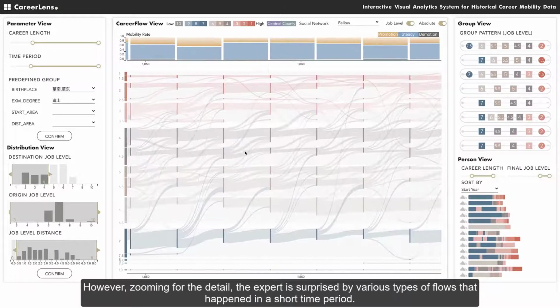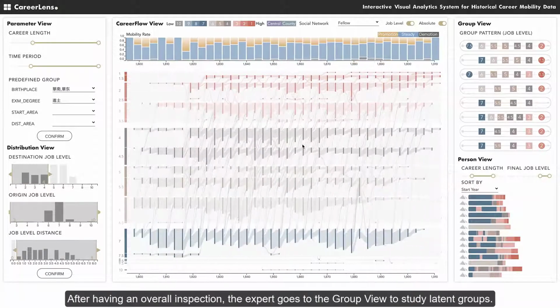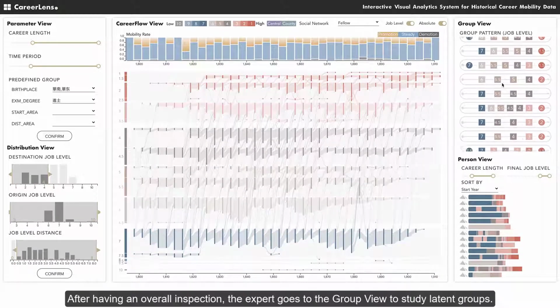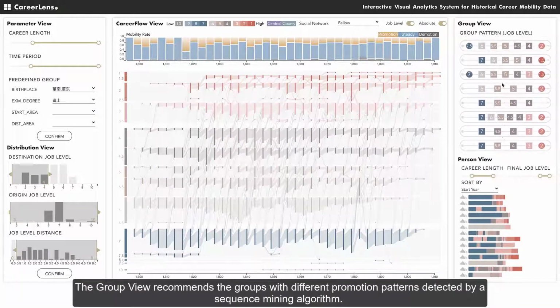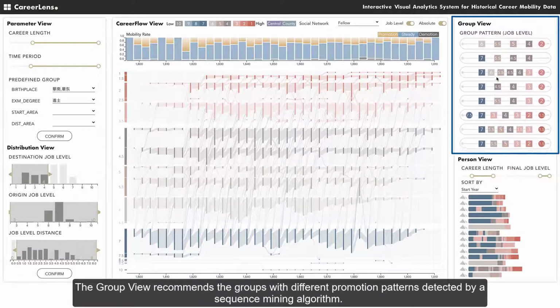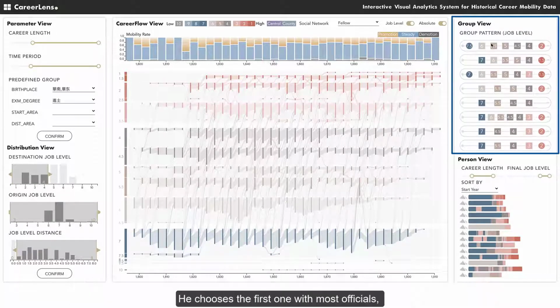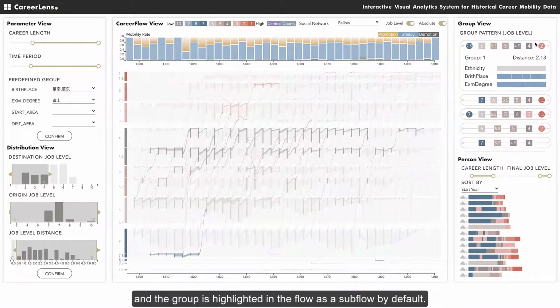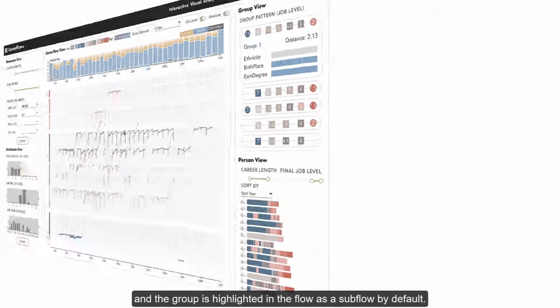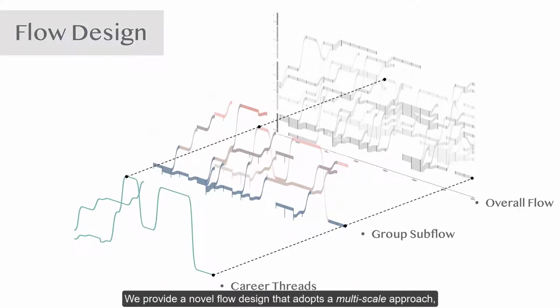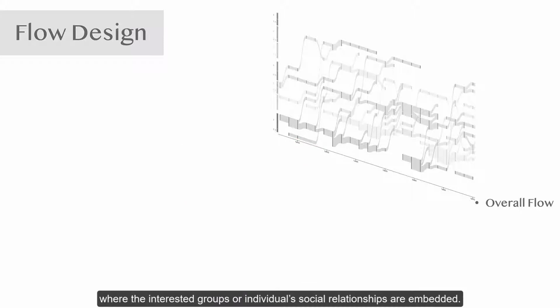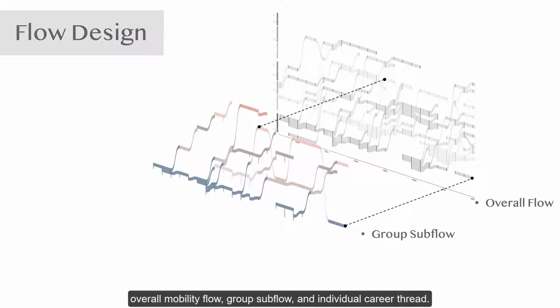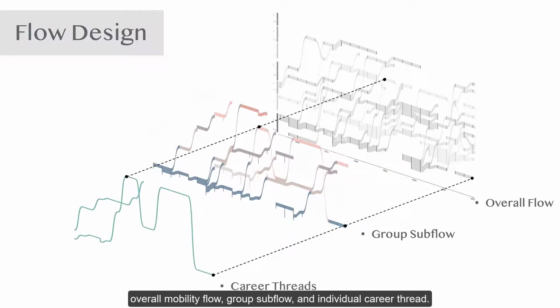After having an overall inspection, the expert goes to the group view to study latent groups. The group view recommends the groups with different promotion patterns detected by a sequence mining algorithm. He chooses the first one with the most officials, and the group is highlighted in the career flow as a subflow by default. We provide a novel flow design that adopts a multi-layer approach where the interested groups or individual social relationships are embedded. It consists of 3 layers of information, namely overall mobility flow, group subflow, and individual career thread.